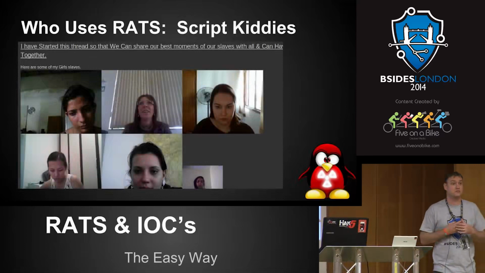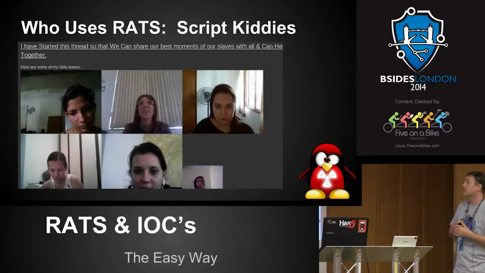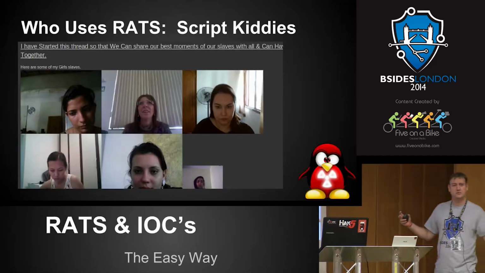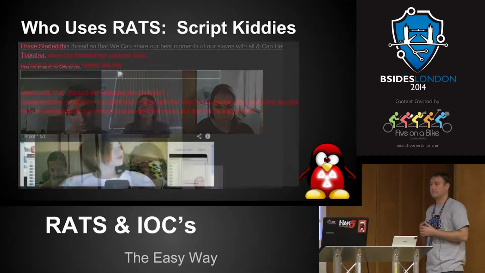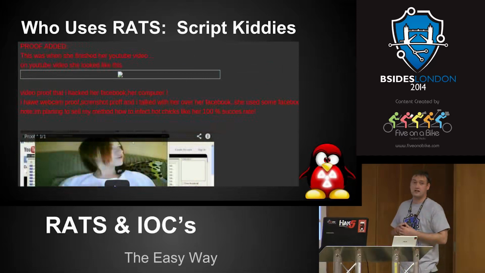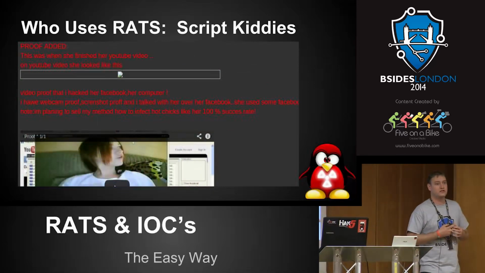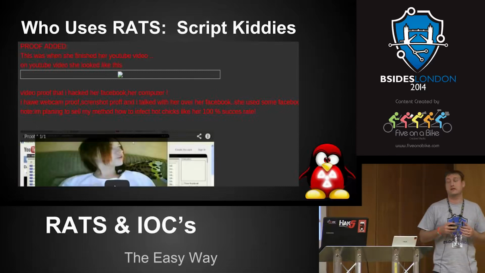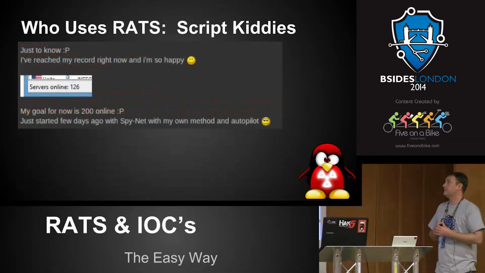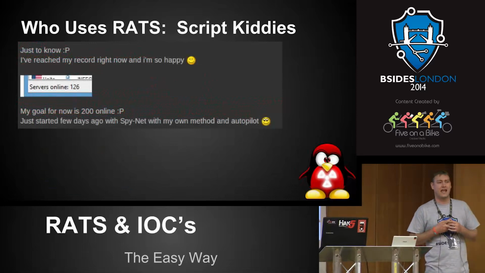These are taken straight from some hacking forums. So he started this thread so he can share his best moments with all his female slaves. This guy, he was told he was lying, so he added proof. A YouTube video he'd streamed of her as he was hacking a webcam on her Facebook. This guy's really happy. He currently has 126 slaves online. He's aiming for 200.